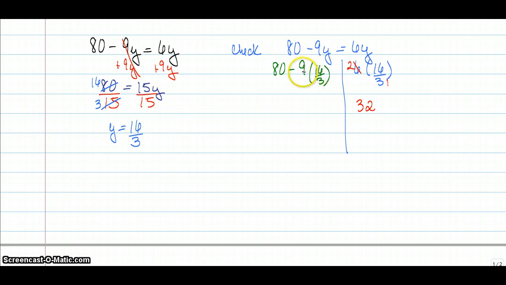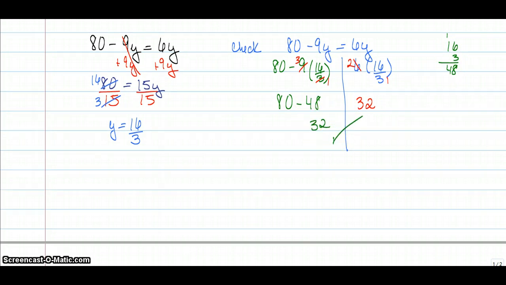Now this is going to simplify. 3 goes into 9 3 times. Let's see, so I have 80 minus 16 times 3, 48. 80 minus 48. Hey, that gives me 32. So my answer does check out.